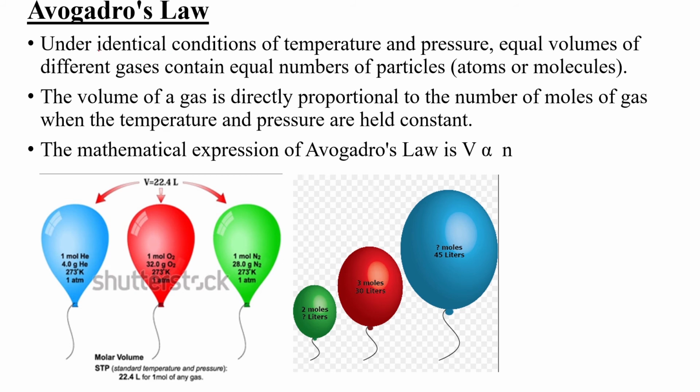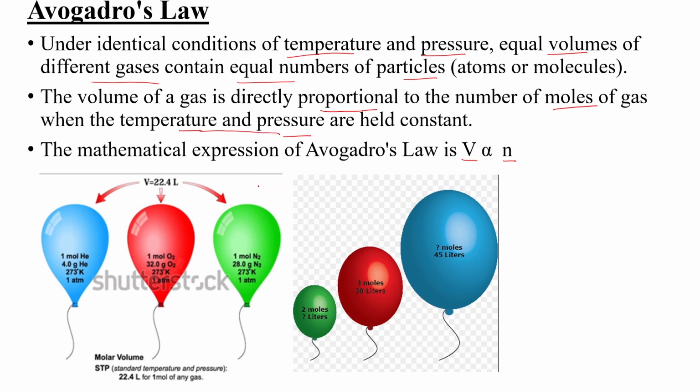Our next topic is Avogadro's law. According to Avogadro's law, under identical conditions of temperature and pressure, equal volumes of different gases contain equal number of particles, which is atoms or molecules. And the ideal gas law also states that volume of a gas is directly proportional to the number of moles of gas when the temperature and pressure are held constant. And we can write a mathematical expression for Avogadro's law that volume is directly proportional to number of moles. But remember that it is only when the temperature and pressure are held constant.